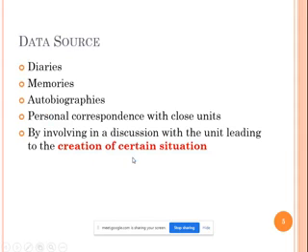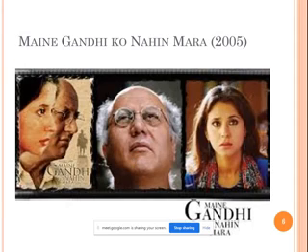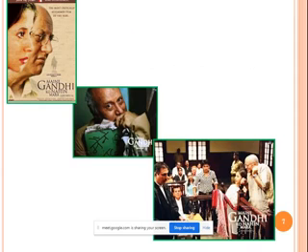Let us take up the creation of a certain situation. I have a story about this that I would like to share with you. This is a film. The name of the film is Maine Gandhi Ko Nahi Mara. It was released in 2005. I think some of you might have watched this movie also. There is an old man, whose role was played by Anupam Kher, and the daughter of Anupam Kher was played by Urmila Matondkar. They both acted in this movie, and the name of the movie is Maine Gandhi Ko Nahi Mara.